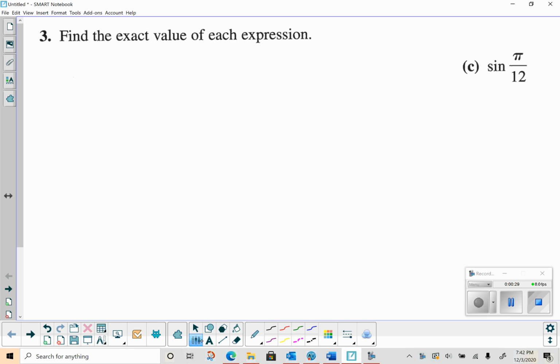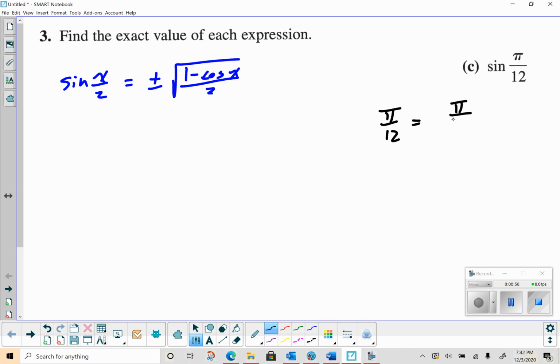So, referring to the back of the note card, I have a half angle formula that tells me it's plus or minus the square root of 1 minus the cosine of the bigger angle divided by 2. So in this case, I'm saying that pi over 12 is equal to pi over 6 divided by 2.